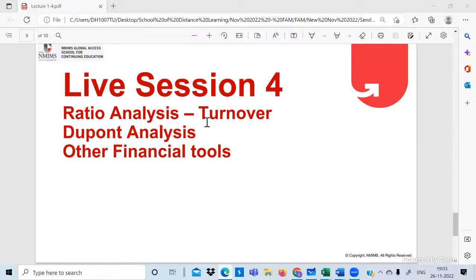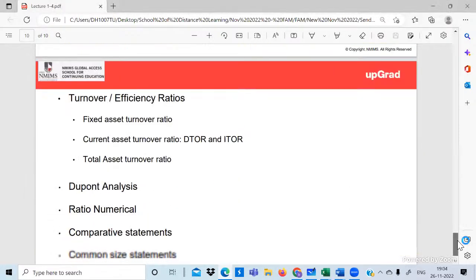In today's session, we'll look at the fourth set of ratio, which is basically the turnover ratio or the efficiency ratio. Then we'll also look at DuPont analysis, which is nothing but an extension of return on equity. So DuPont will tell you the factors which influence return on equity. And then we'll look at other financial tools that can be used for analyzing a company. Typically, that will be your comparative and your common size. So let's look at the turnover ratios.